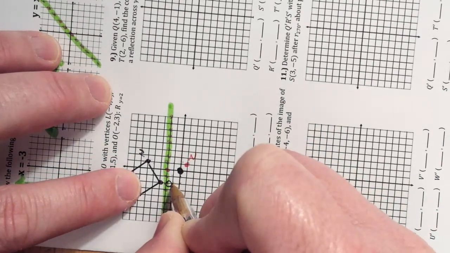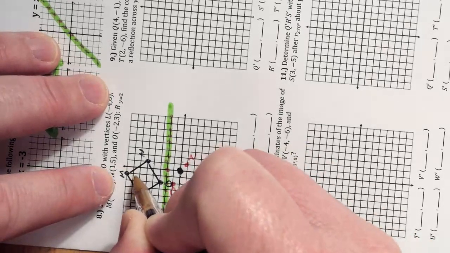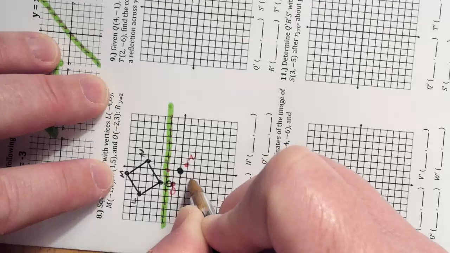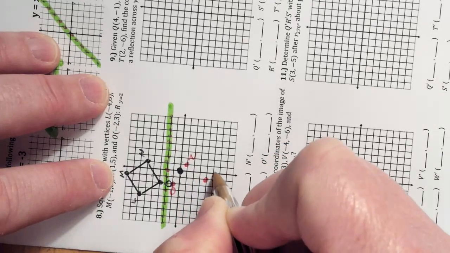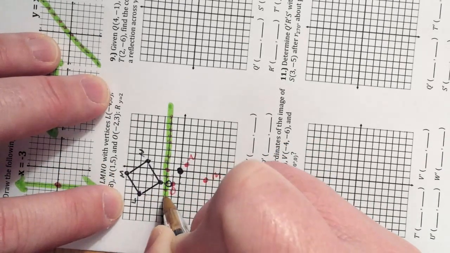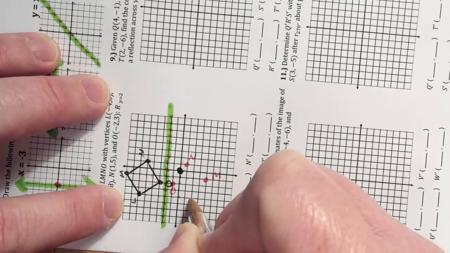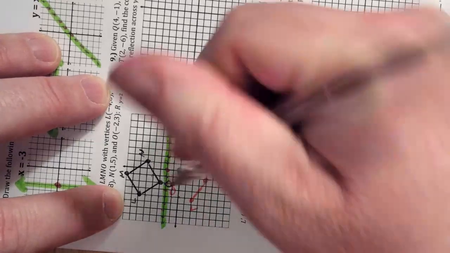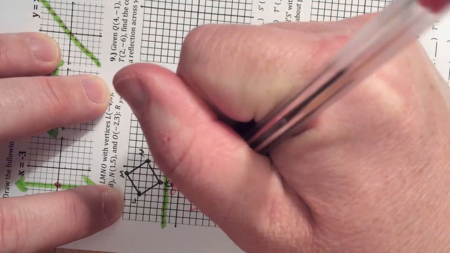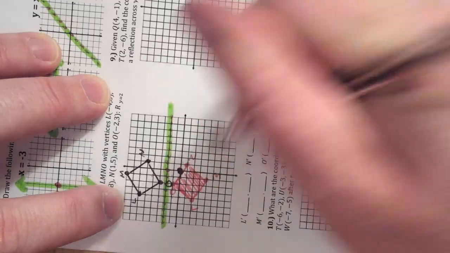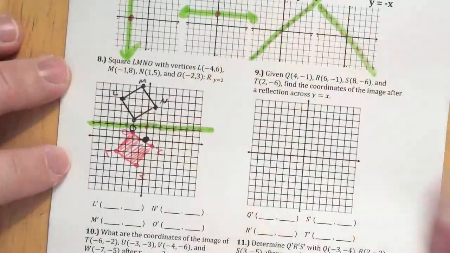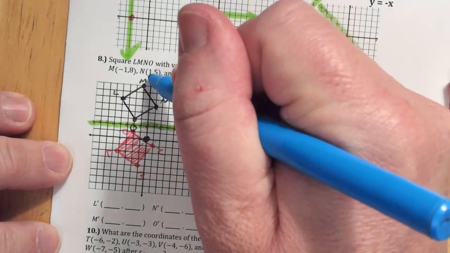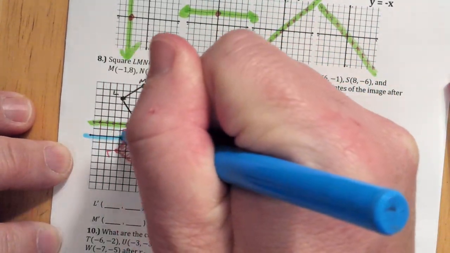O is one hop. So there's my new O. 1, 2, 3, 4, 5, 6. 1, 2, 3, 4, 5, 6 is my M. And L is 1, 2, 3, 4. 1, 2, 3, 4. And there's my L. All right, so it went from this to this. Okay, so now I like to darken my actual axis line to help me refocus this.